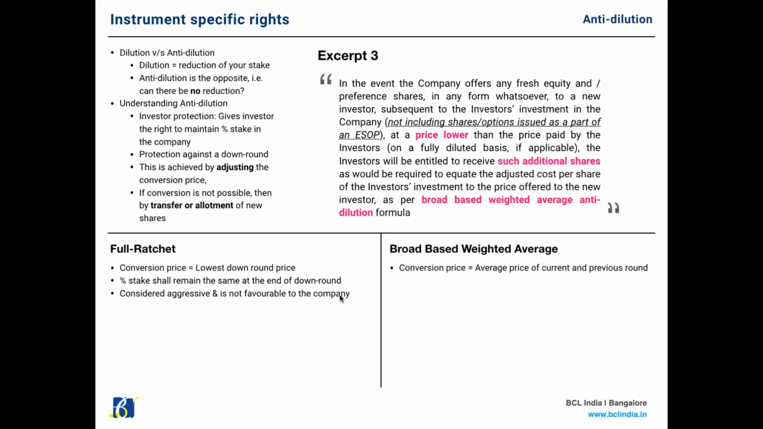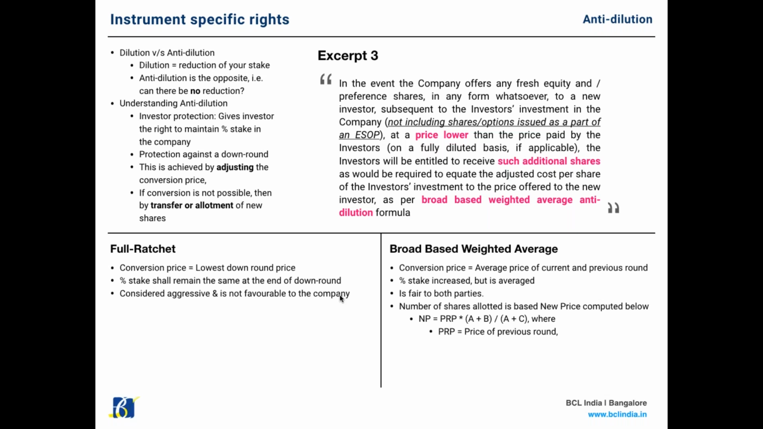Broad-based weighted average is again the preferred method of anti-dilution drafting. What it means is that we arrive at an average price and it is fair to both parties. And the way we arrive at the average price is by using this formula. What it basically means is that we use the price of the previous round, PRP, and multiply that with this A plus B and divided by A plus C.